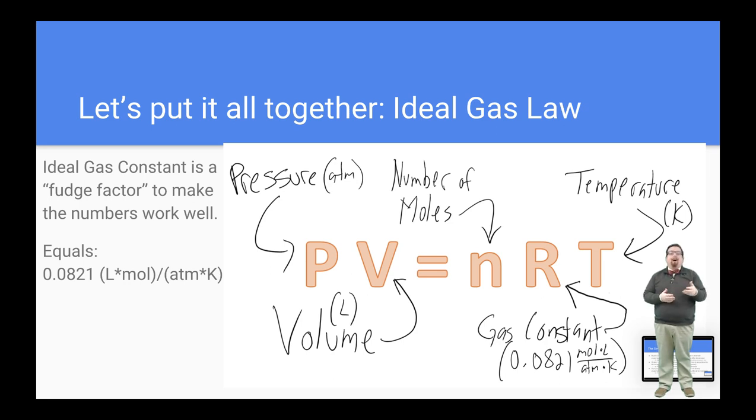So basically, R is 0.0821 liter atmosphere per mole Kelvin. It has a really weird unit to it, but as you do the math, you'll see why it's important for canceling out the rest of the units in the equation.